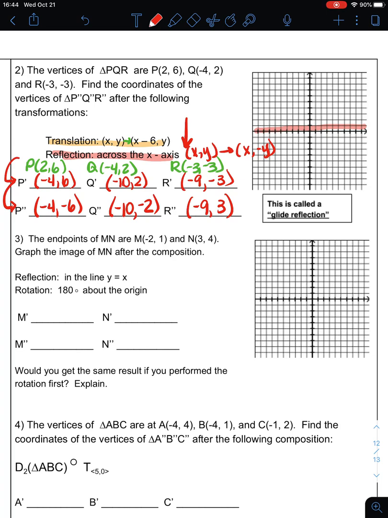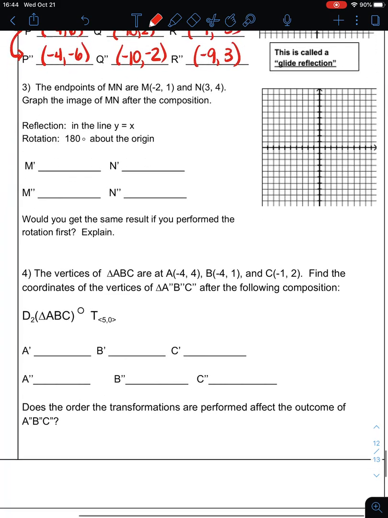This motion is called a glide reflection, because a translation is a slide or a glide. Think of sliding down the hall and then you catch your sock on something and you flip over. That's a glide reflection.